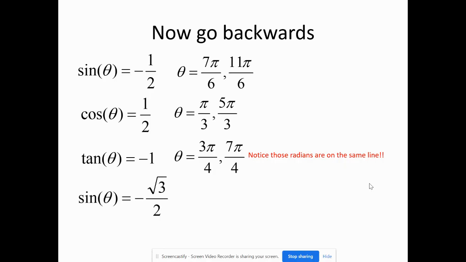See if you can do this last one on your own. Hopefully you got 4 pi over 3 and 5 pi over 3.